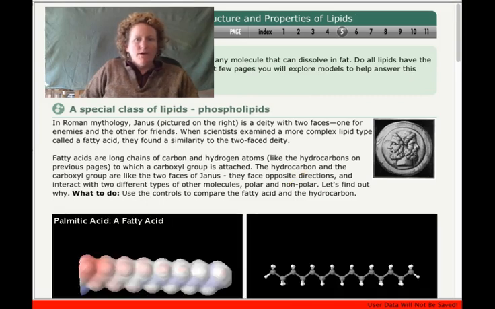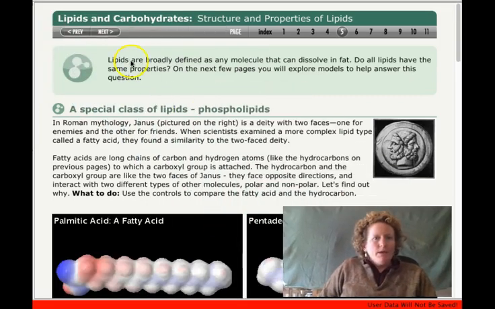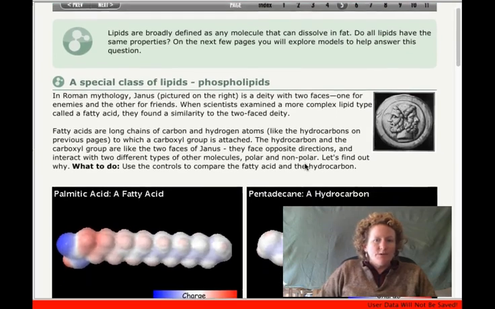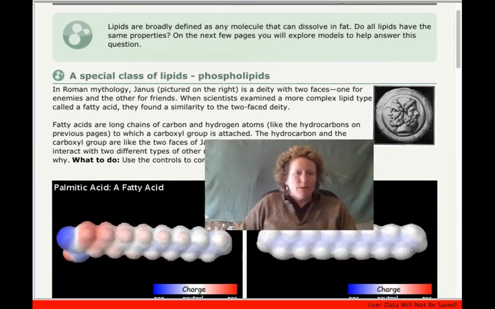We're going to page 5 now. Lipids are broadly defined as any molecule that can dissolve in fat. Do all lipids have the same properties? On the next few pages, we'll explore models to help us answer this question. Janus in Roman mythology is a two-faced deity, one for enemies and one for friends. When scientists examined a more complex lipid type called fatty acid, they found similarity to the two-faced deity, or to Janus.